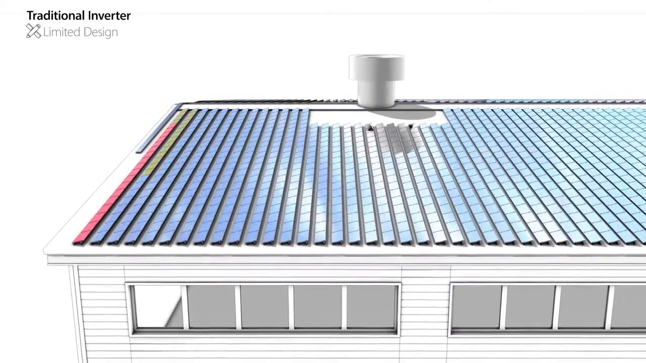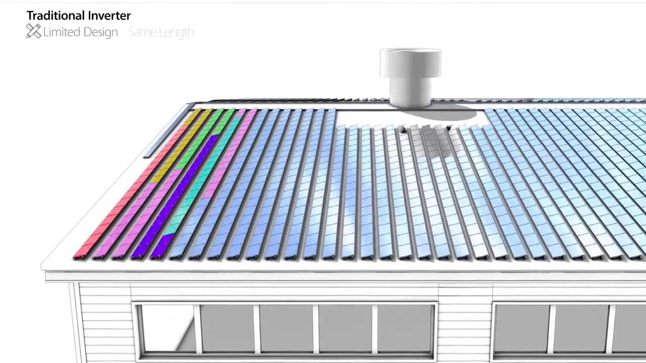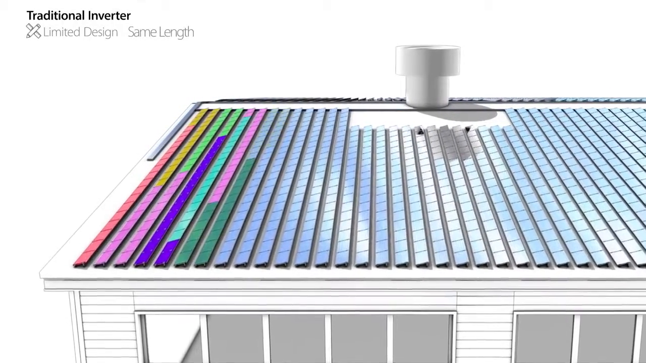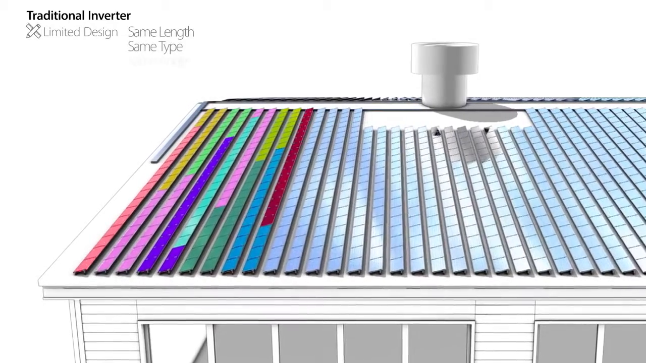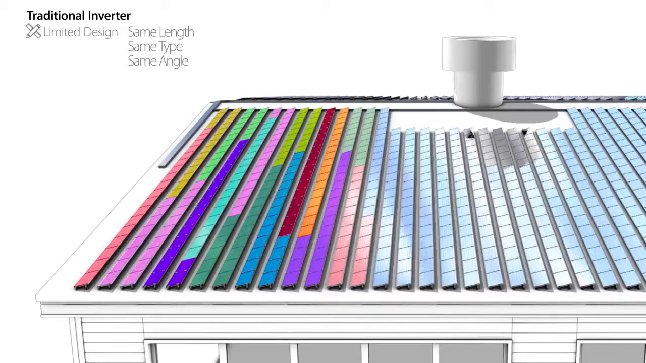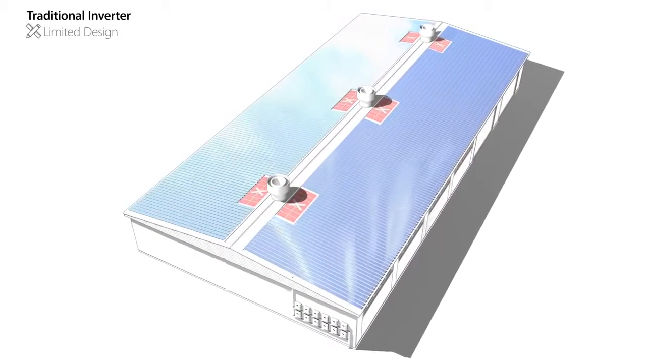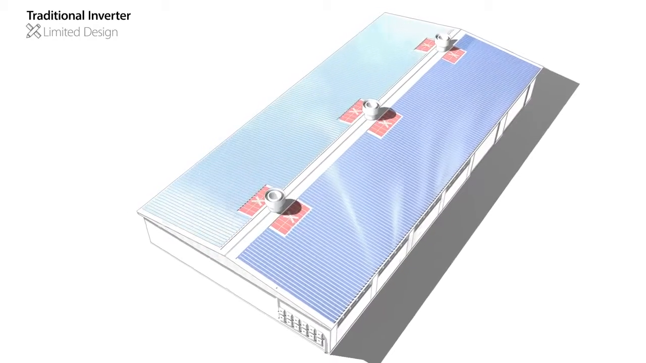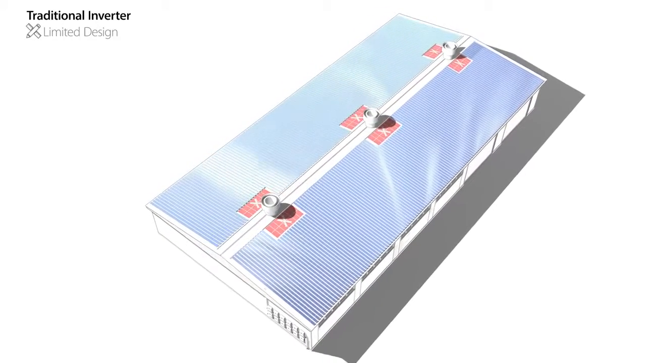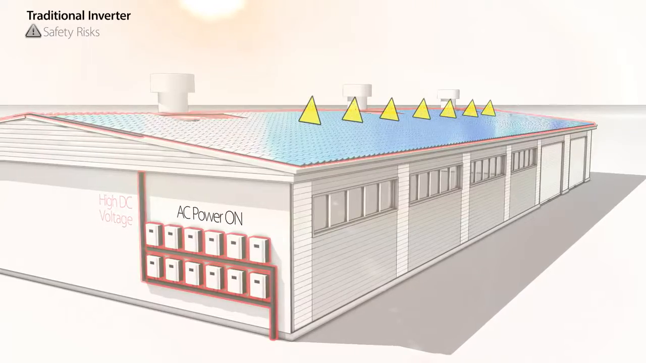Second, the traditional system has design limitations. Strings are shorter, and all strings connected to the same inverter need to be at the same length, use the same type of panels, and be positioned at the same angle. Real-life installation constraints, especially in rooftop systems, result either in wasted roof space or unnecessary duplication of balance of system components.